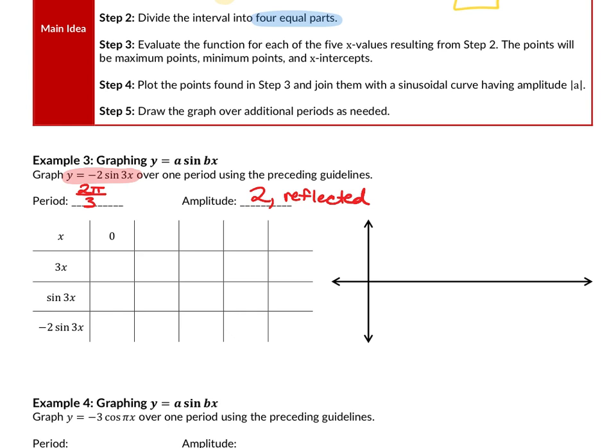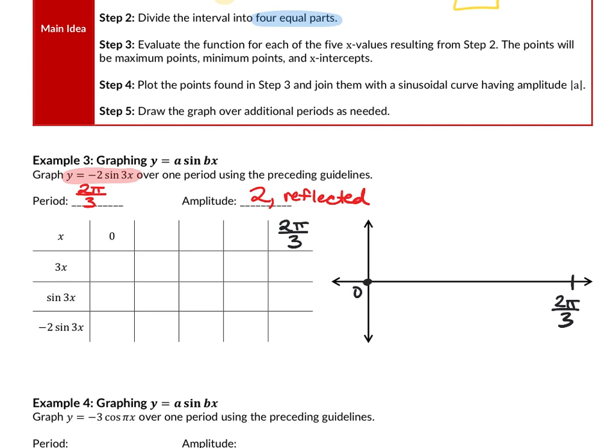The amplitude is 2, but in my mind I'm thinking 2, but it's reflected. Don't forget. So we lay off a distance on our x-axis from 0, boom, there's 0, all the way to 2 pi over 3. You're deciding that's the distance. That also, 2 pi over 3, becomes the last number in the first row of this table I've set up for you for x values.